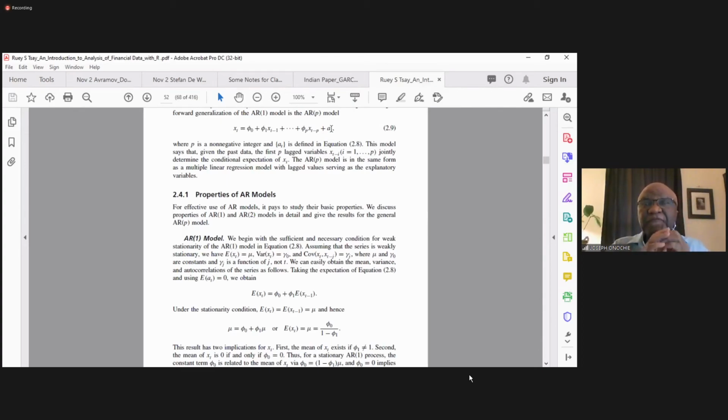Because remember, for white noise, after looking at the autocorrelation function, we then went on and did the portmanteau test to see if they are together all 0. So the same way for an autoregressive model, we are going to look at it visually, and then we are going to apply a statistical test. Two ways. Okay, so tonight what we want to do is here.